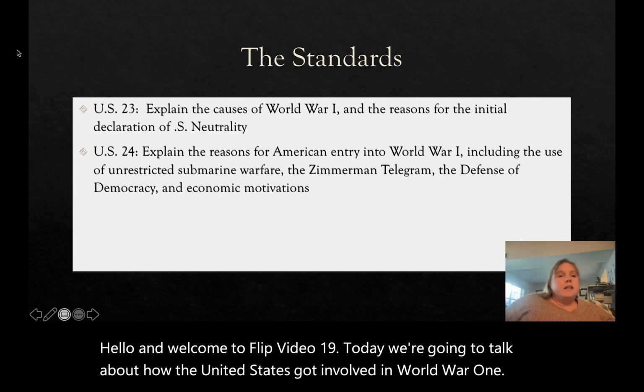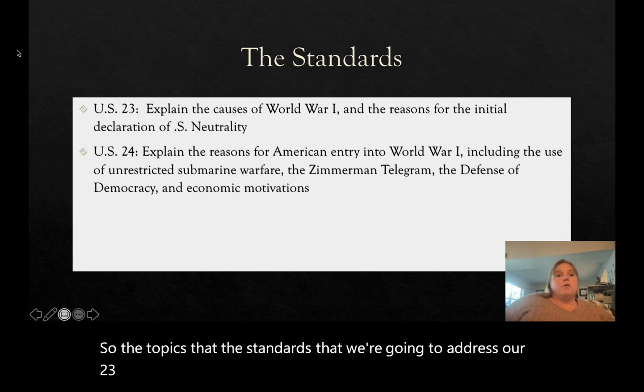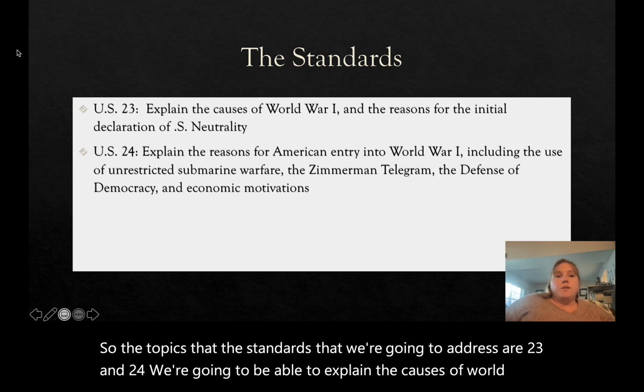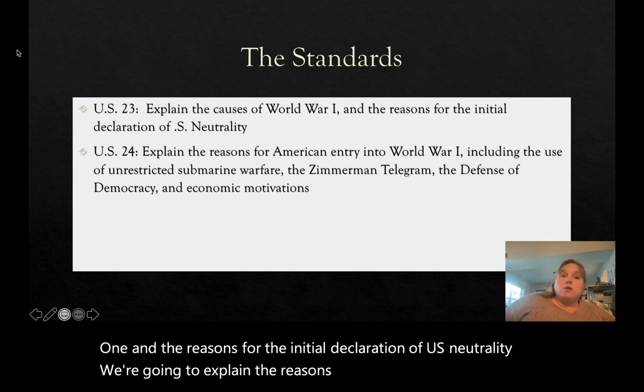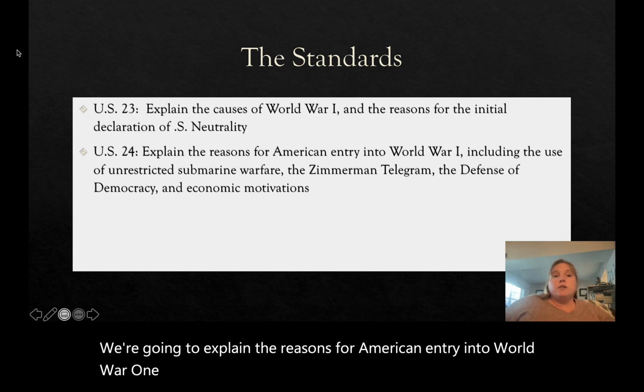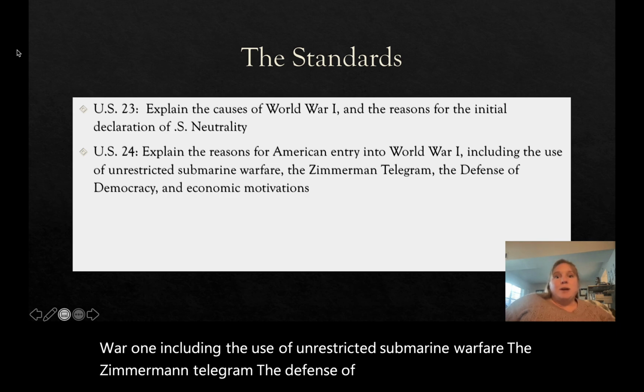So the standards that we're going to address are 23 and 24. We're going to be able to explain the causes of World War I and the reasons for the initial declaration of U.S. neutrality. We're going to explain the reasons for American entry into World War I, including the use of unrestricted submarine warfare, the Zimmerman Telegram, the defense of democracy, and economic motivations.